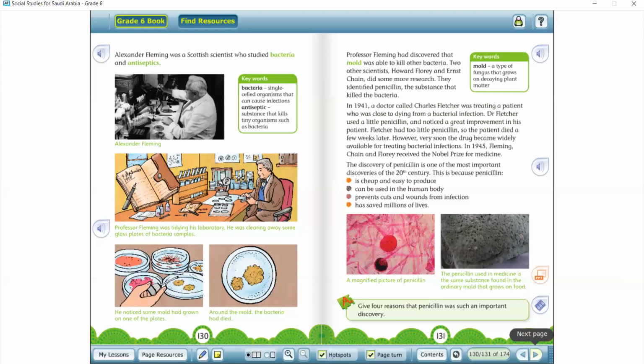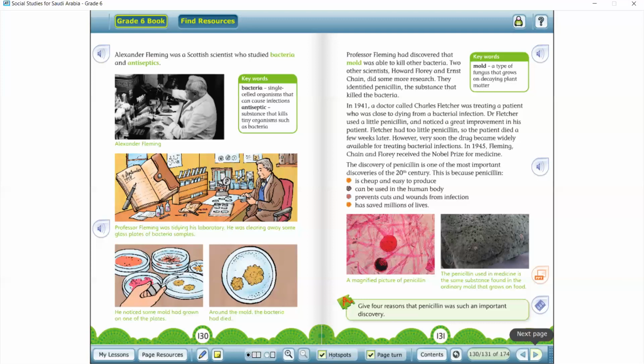And then the other two people there, Howard and Ernest Chain, did some more research. They went through thorough research to discover other things. They identified the penicillin, the substance that killed the bacteria. Those two scientists discovered what? They discovered the penicillin, the substance that killed the bacteria.